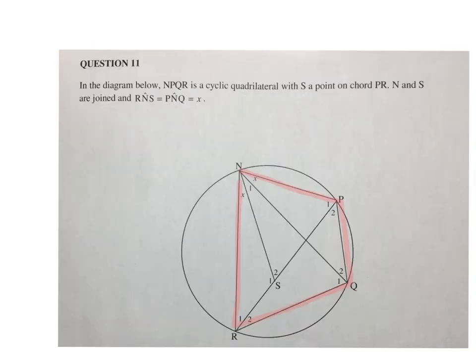It reads, in the diagram below, NPQR is a cyclic quadrilateral. That red quadrilateral is cyclic. With S a point on chord PR, there's S on PR, N and S are joined. So then they said the angle RNS is equal to the angle PNQ equal to X. They wrote it in for us. That angle is X and that angle there is X.